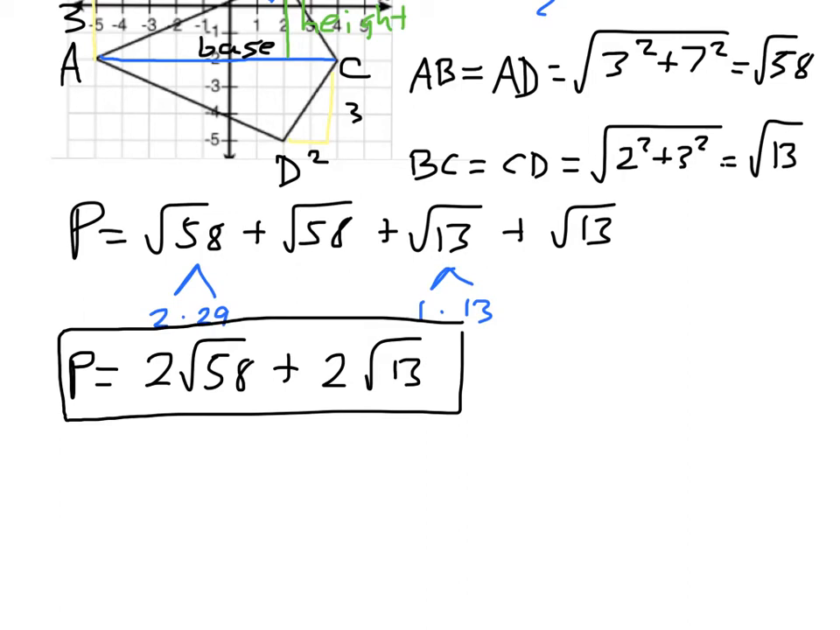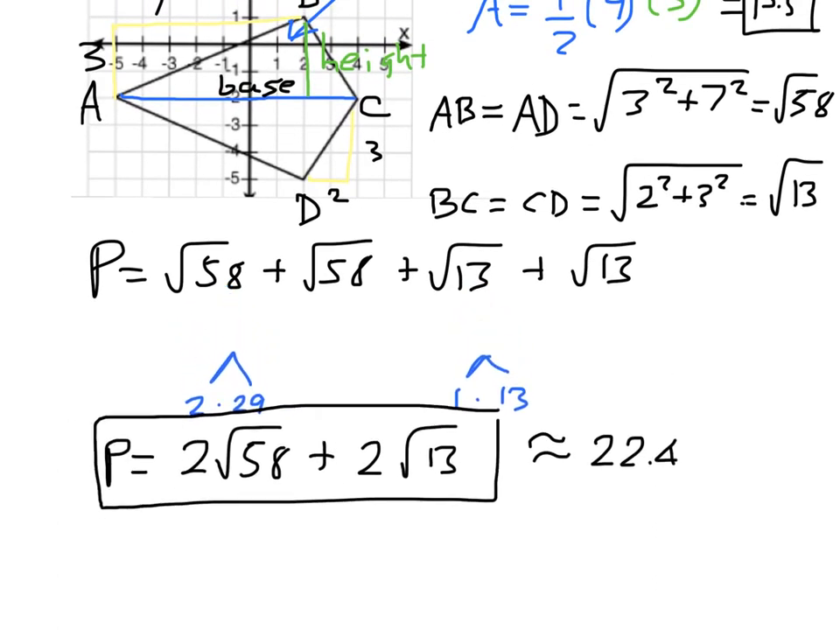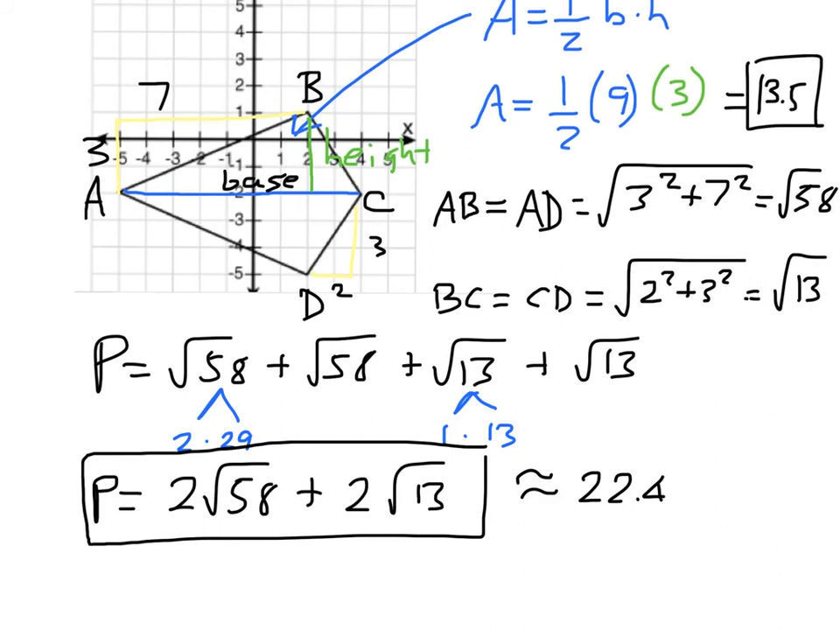Now you could type that into the calculator to see what the answer looks like and to make sure that it's not an outrageous answer. The perimeter comes out to be approximately 22.4 spaces, which, if I take a look at the original picture, it's believable that all the way around the shape would be 24.